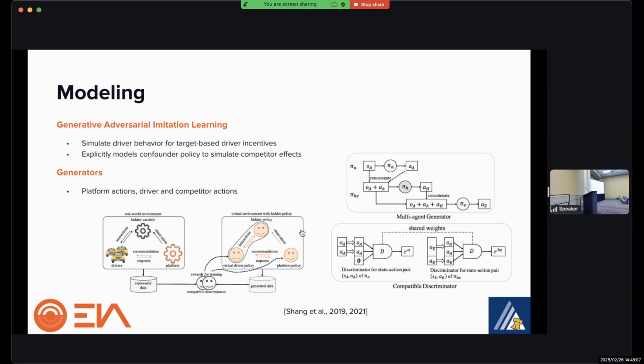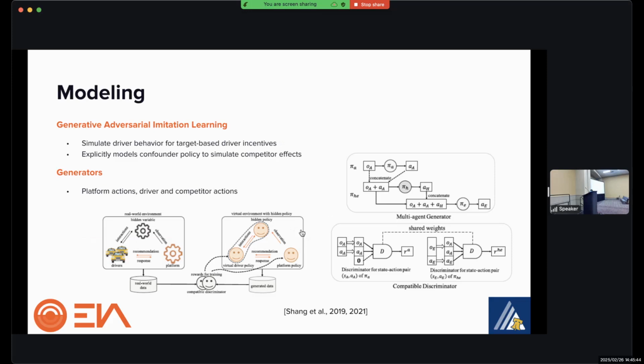And on the related theme, the work of Sean and team applied generative adversarial imitation learning, GAIL, to model driver behavior on driver incentives on the rideshare platform, and also simulate competitor effects. So they train simulation policies that mimic real-world decisions, capturing both the platform actions and driver responses, while at the same time accounting for hidden competitor policies, like for example, a competing platform.